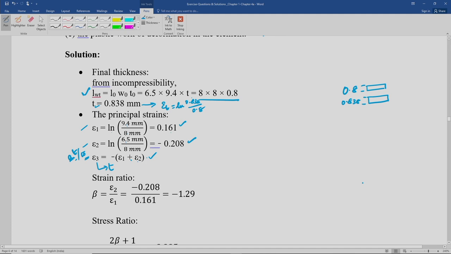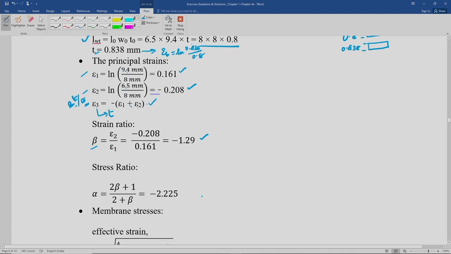Fine. So, now epsilon 1, 2 and 3 are obtained, and thickness is also obtained. Okay, if epsilon 1 and 2 are known, you can get beta from this equation, epsilon 2 by epsilon 1, which is nothing but minus 0.280 divided by 0.161, which is nothing but minus 1.29. Okay, beta is a negative value here.